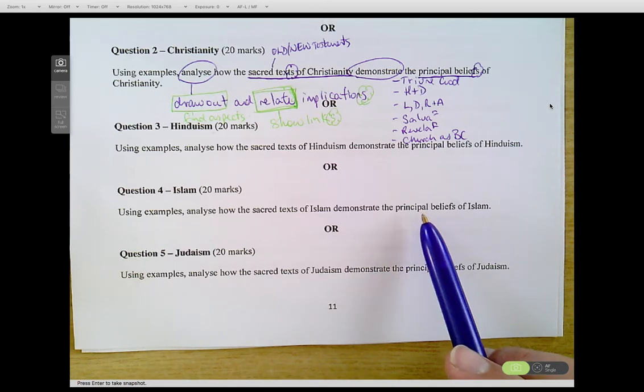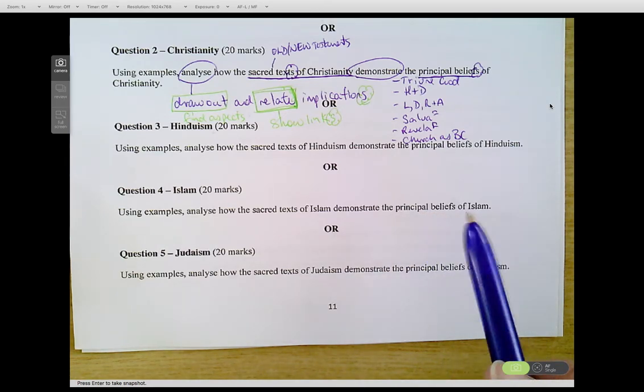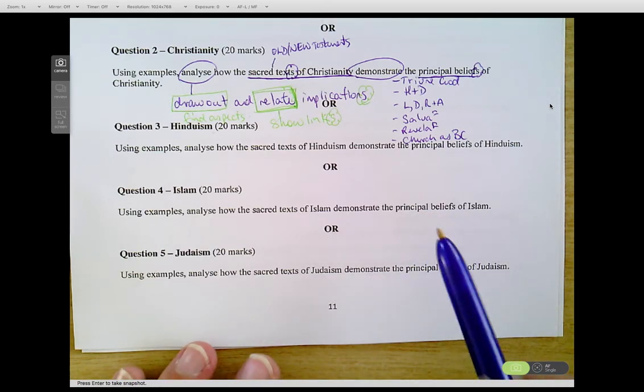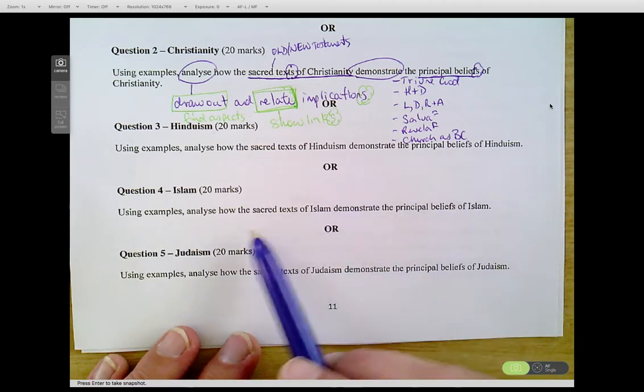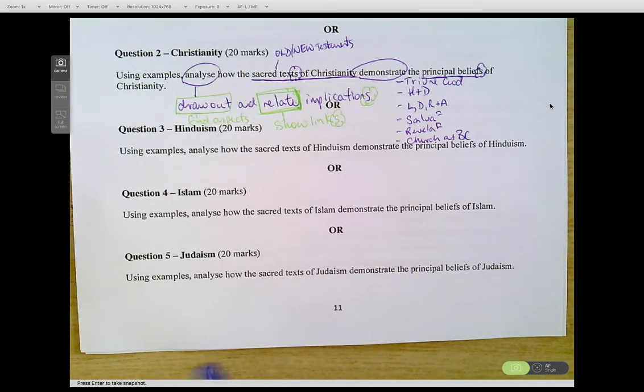If you know the 6 articles of faith really, really well, and some people do, because I know we've done the flashcards and whatnot, and if we've got links to quotes in the sacred text, then that could be something that you would choose to do. Yeah, I'd be able to smash that Islam question, so I'm going to do Islam in section 3 because it's worth 20 marks, and I'll do Christianity in section 2.